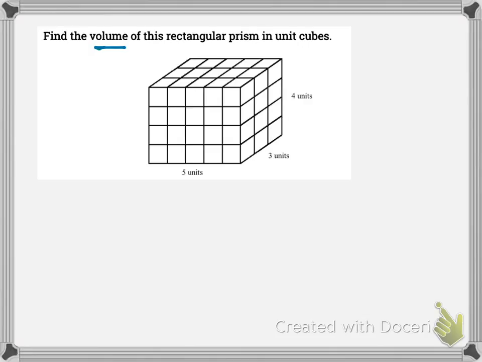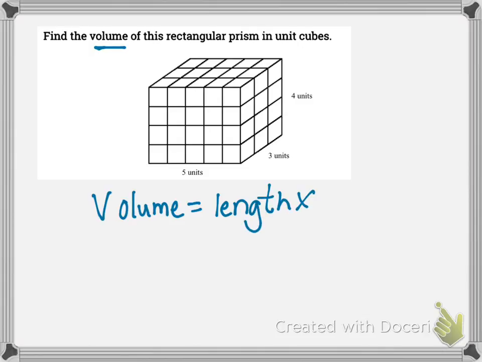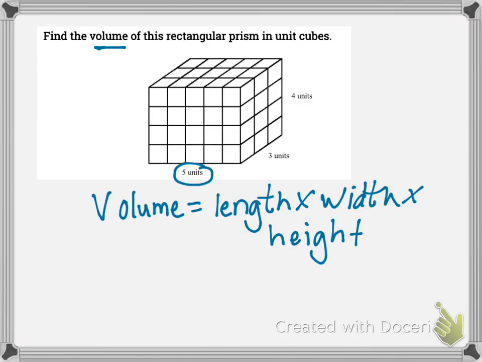Now to find the volume, the formula for volume is length times width times height. Easy enough. So it's length times the width times the height, and that's going to give us our volume. So I just use the V for volume. Volume equals length times width times height. And then I'm going to put the numbers in underneath it.